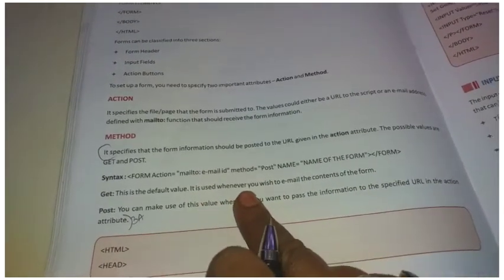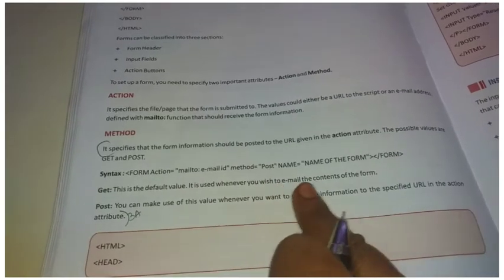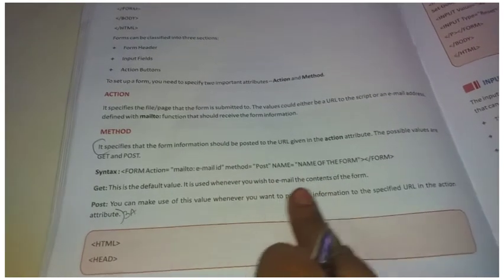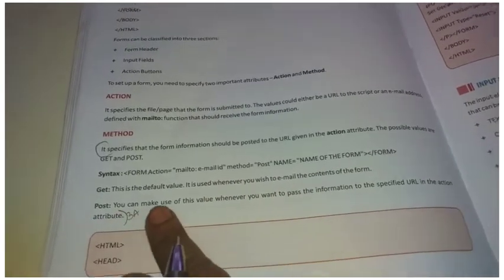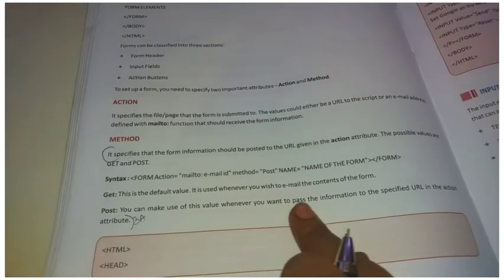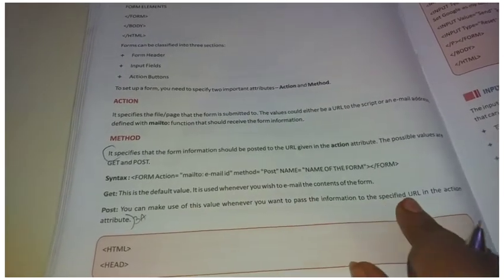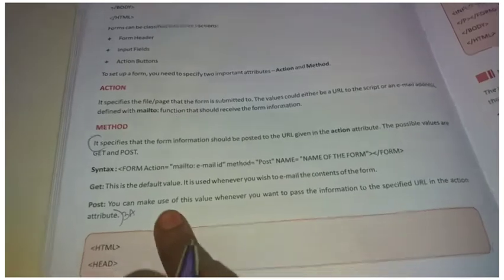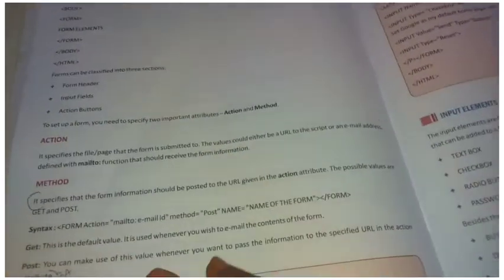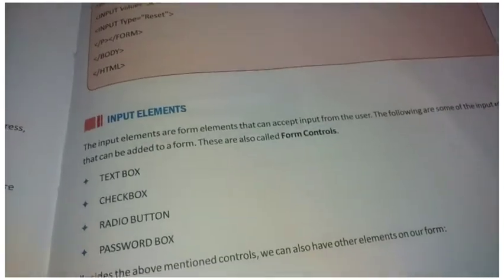It is used whenever you wish to email the contents of the form. Post: you can use this value when you want to pass the information to the URL specified in the action attribute. If you want to post a message, for that sake we will use the post attribute. The input elements, as I said, are of many types.